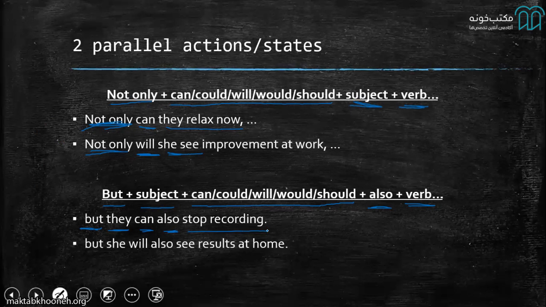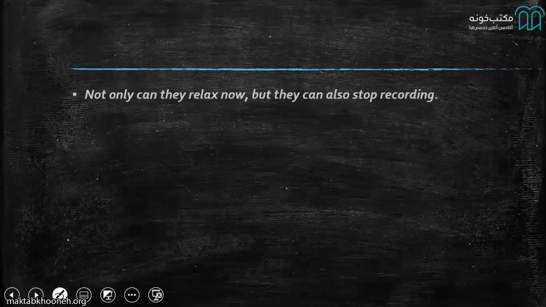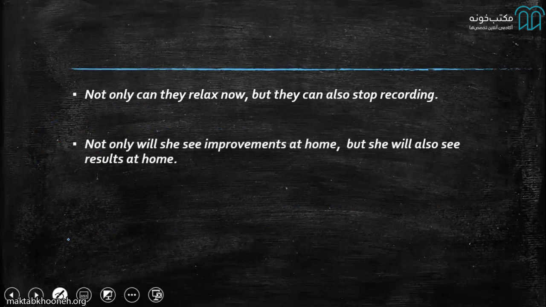Now, just to put this together, this is for that and this is for that. So you can see it all together, it would look something like this: Not only can they relax now, but they can also stop recording. Not only will she see improvements at home, but she will also see results at home. So these are parallel structures. If you're using can, then you're using can on this side. If you're using will, you're using will on this side.